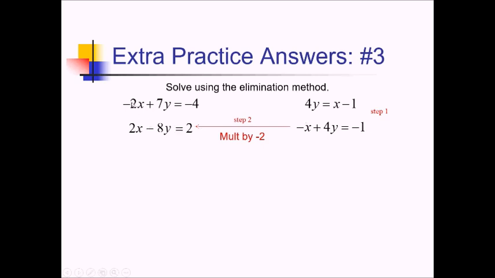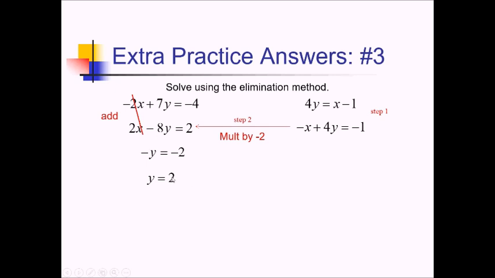Now I can go ahead and add these equations together. So the x's cancel. That's good. 7y plus negative 8y is negative 1y. And on the right side, negative 4 plus 2 is negative 2. So just divide both sides by negative 1. We get y equals positive 2. Still have to find the value of x, though.